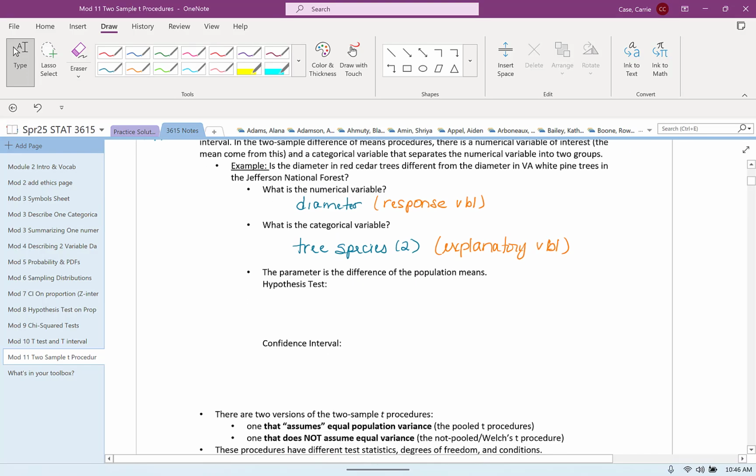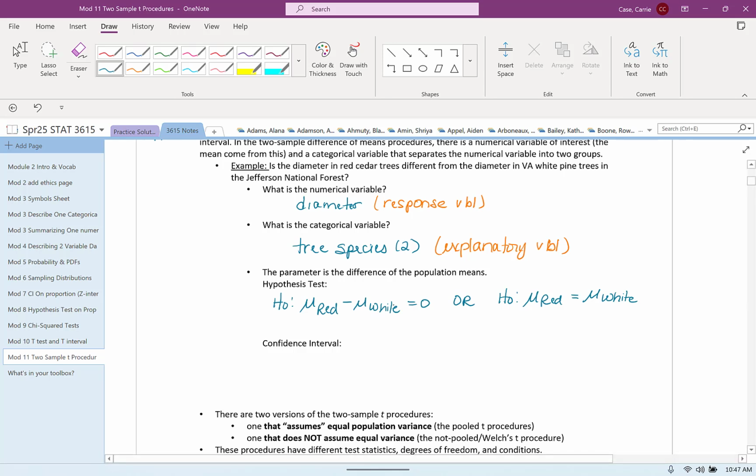The parameter is the difference of the population means. So the null hypothesis is that the mean of red cedars minus the mean of white pines is equal to 0, or because we're saying that these things are equal to 0, I can just move my mean to the right side and get rid of the 0. So the null hypothesis can be written mu red is equal to mu white. And that's oftentimes how we write our hypotheses.